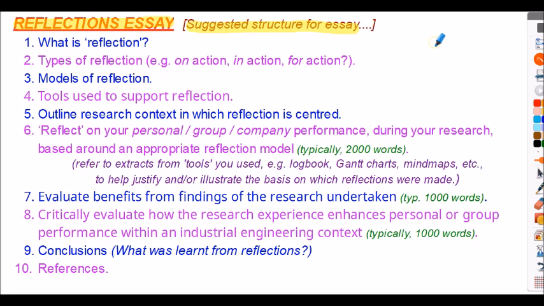So I would suggest what you need to do first of all with this is to go off and find out what reflection is. What does it mean to you? What do you glean when you start reading the literature associated with this? And I would also describe the types of reflection. We've already mentioned on action, in action, and for action. You may want to engage with those.